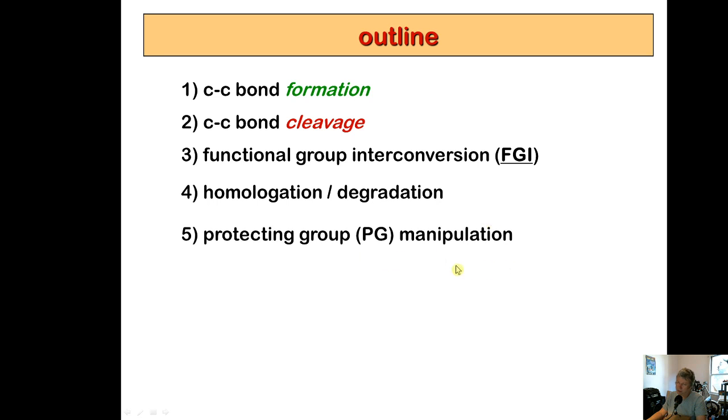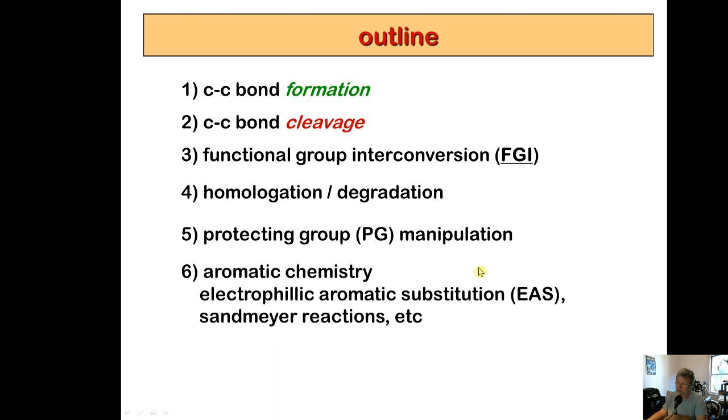Protecting group manipulation. What are the protecting groups you know? How do you put them on? How do you take them off? A little bit about aromatic chemistry: electrophilic aromatic substitution reactions. We can review them, and you can recall the reactions and mechanisms. Sandmeyer reactions, which are their own little class of reactions that you just learned recently. And then we have a section called reactions with strange mechanisms. These also overlap with a couple of the ones above, but I thought it'd be cool to make a little section with all the reactions that have kind of weird mechanisms. All right?